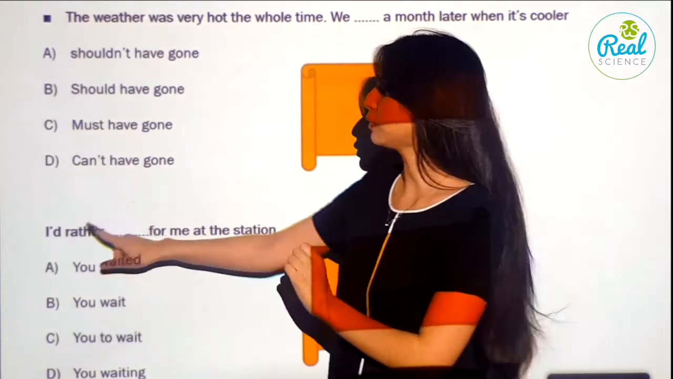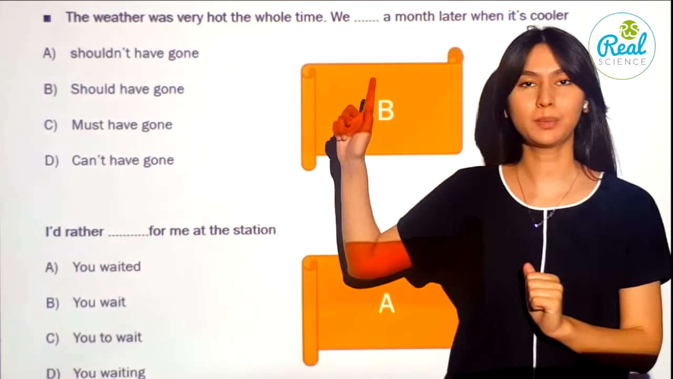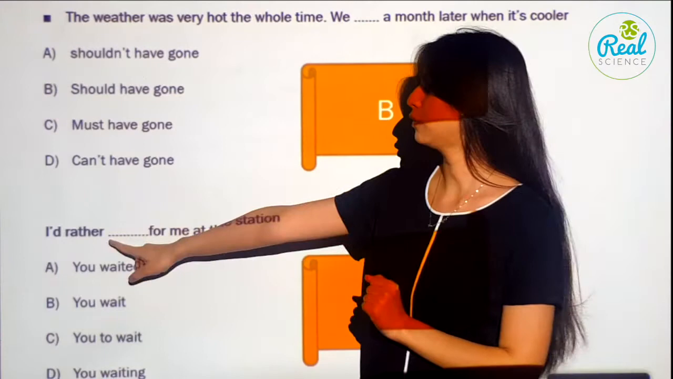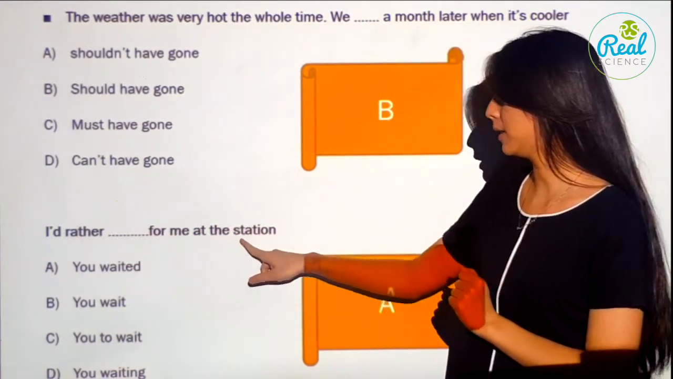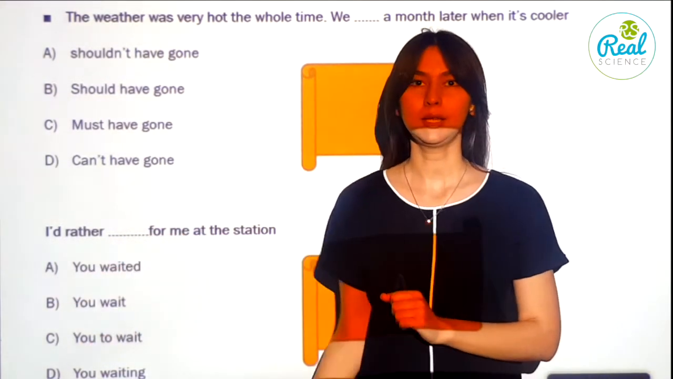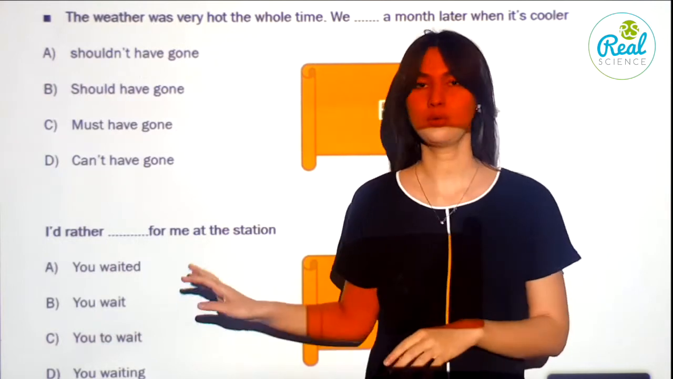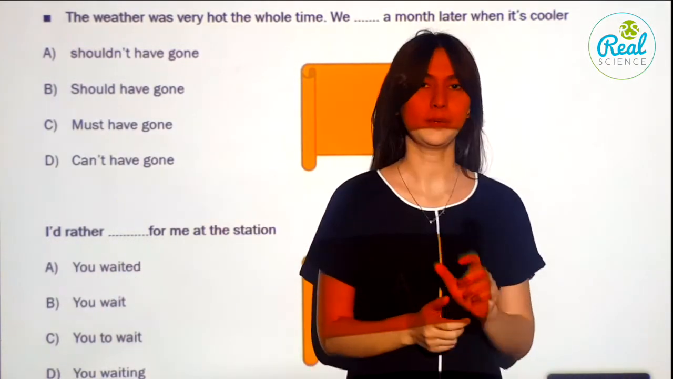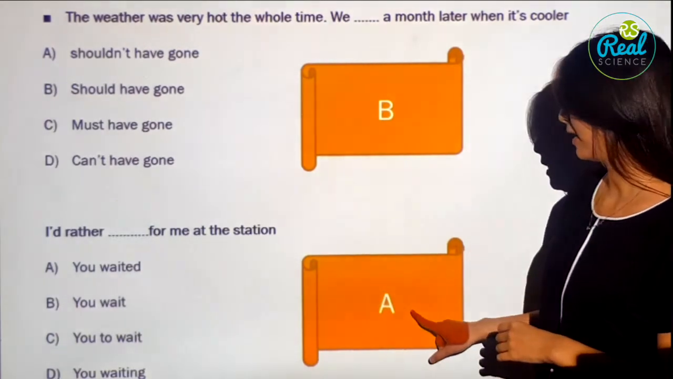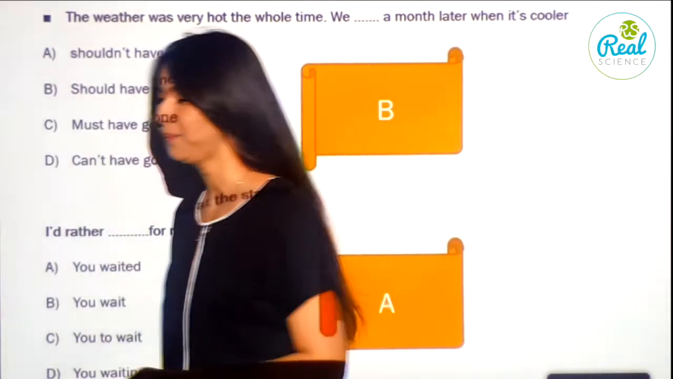With would rather, guys, you have to use the past simple form of the verb. So I would rather you waited for me at the station. This is like conditional. So you use the past simple form of the verb with would rather. That's why A1 is the correct answer.